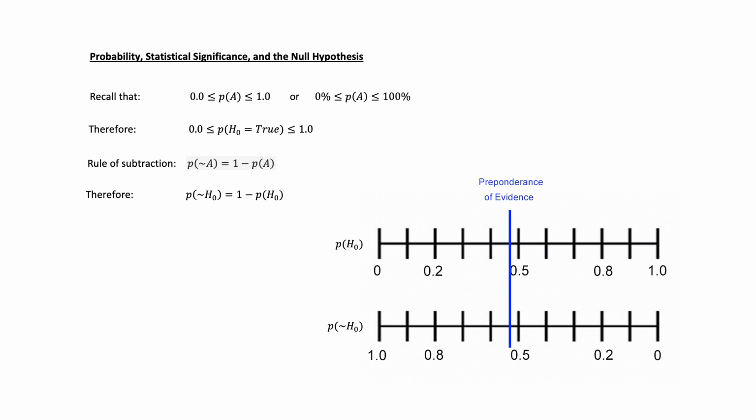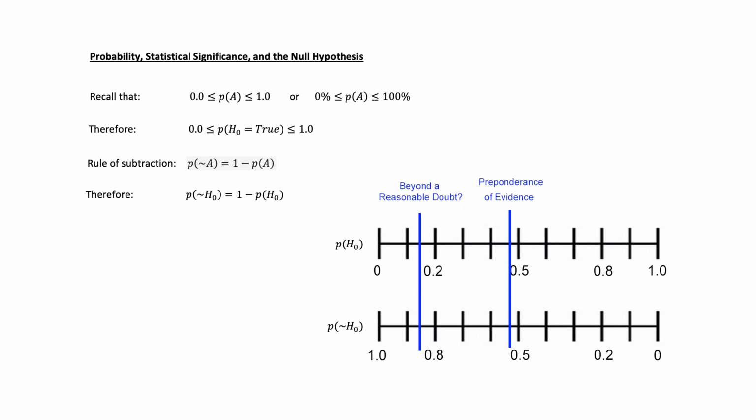Now remember, since on the bottom line graph the probabilities run the other direction, that is, the probability runs from right to left, we can see that at the same position, the probability of the null hypothesis being false is slightly greater than 0.5, since it's on the 0.5 to 1.0 side.